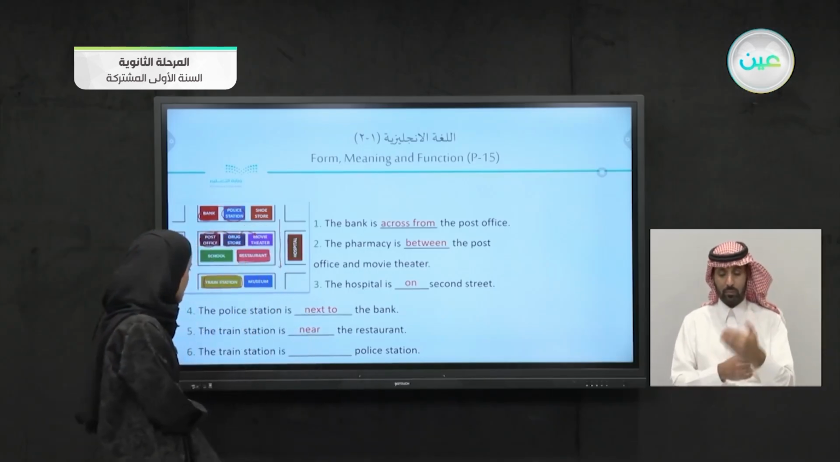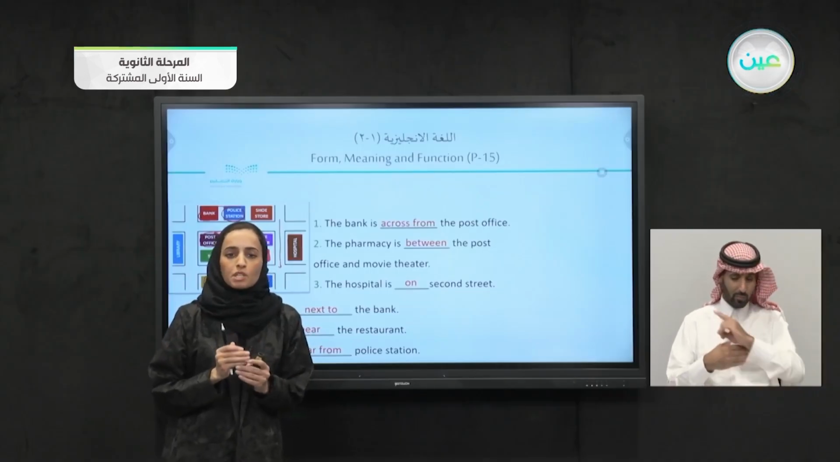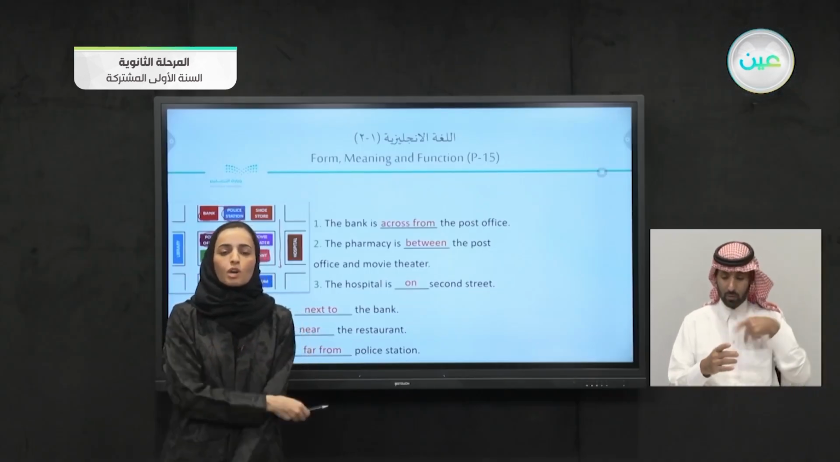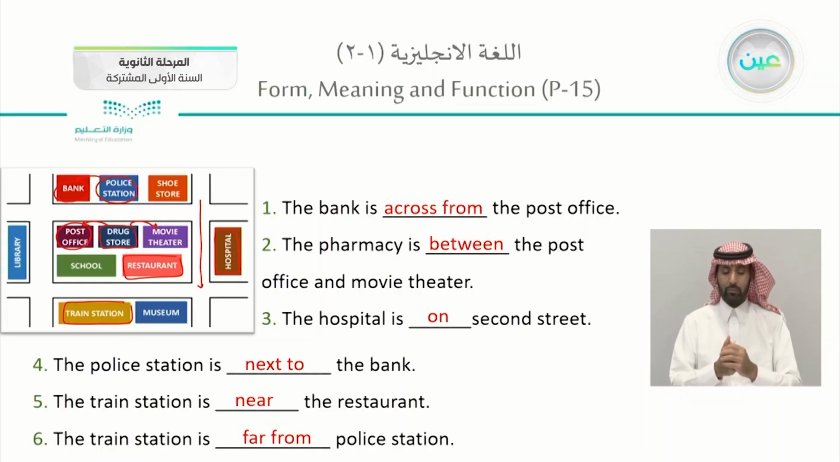Next, the train station and the police station. Here we have the train station, and there we have the police station all the way in here. So what can we say? We can say that it is far from. Not very close. Maybe you need a bus or a car. You can't walk from here to there. Far from the police station.